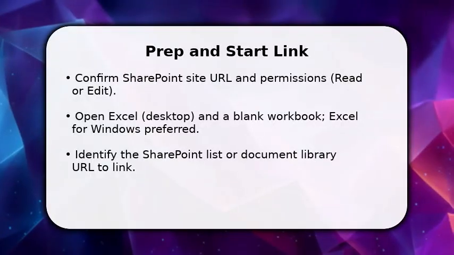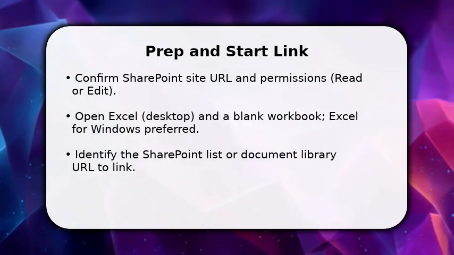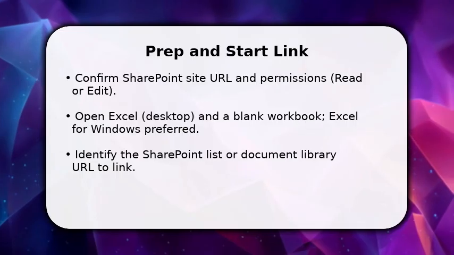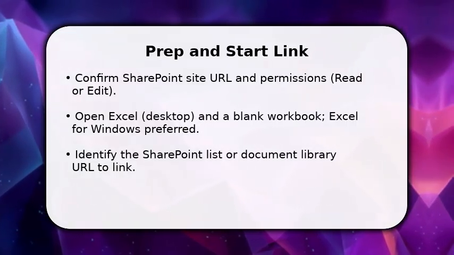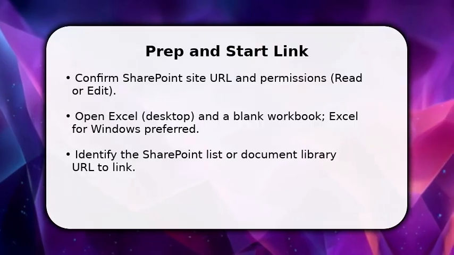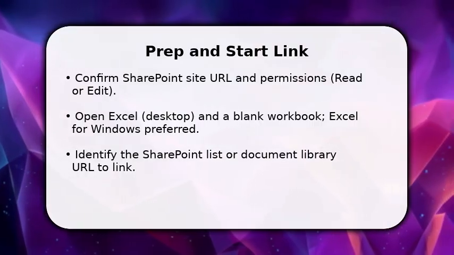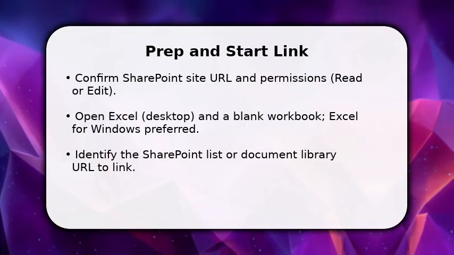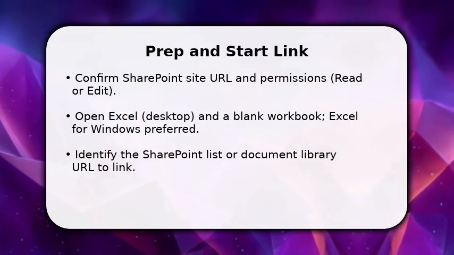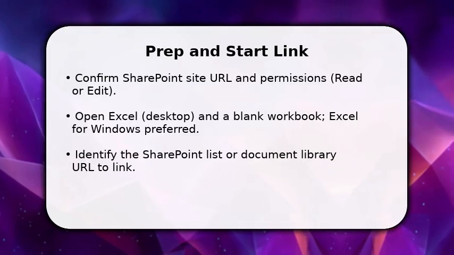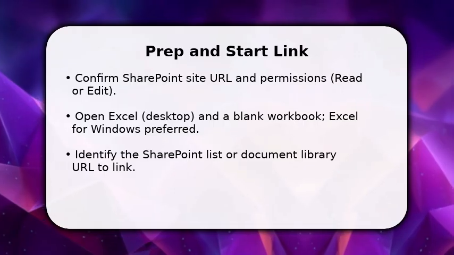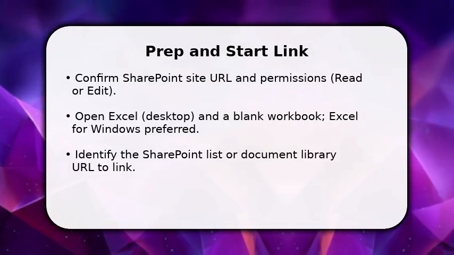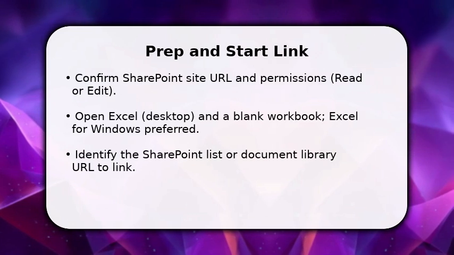You begin by confirming you have at least read access to the SharePoint site and the exact list or library URL. Open Excel on your desktop. Online Excel has limits. Once done, go to the Data tab and choose Get Data from Online Services, from SharePoint Online List. You do this because Excel uses a connector to pull the list schema and records. This step creates a stable query rather than a copy, so updates can flow both directions if allowed.